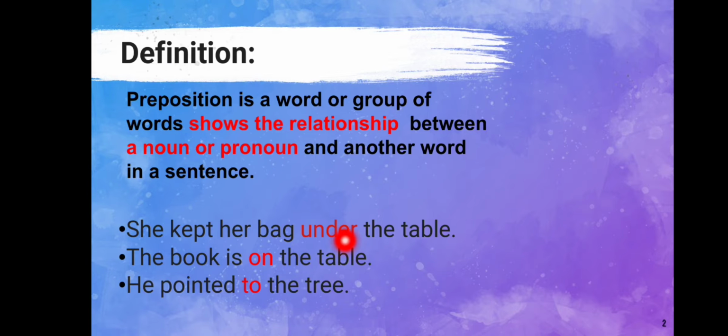In this sentence, the word under tells more about the noun bag, and the word under shows the relationship between the word bag and table. Similarly, in the second sentence you can see the word on shows the relationship between the book and the table. So we can say a preposition is a word or group of words which shows the relationship between a noun or pronoun and another word in a sentence.